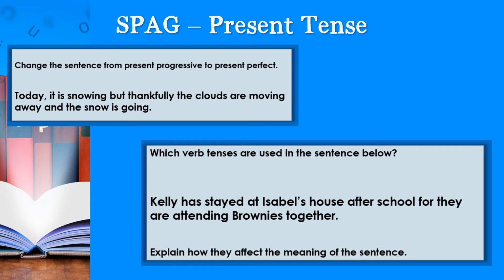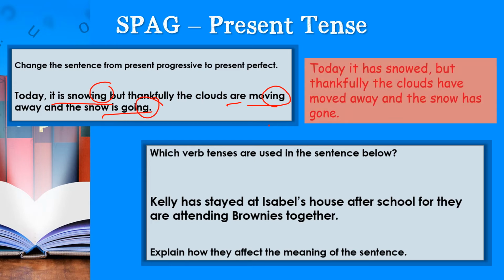Okay, so let's look at that first sentence. We're going to swap the sentence from present progressive, and we know it is present progressive because it says is, and we've got an ing on the end, and are and an ing on the end, and going is also an ing word, is instead of gone. So we now need to swap that to present perfect. So we need these actions to be completed. So it would look a little bit like this.